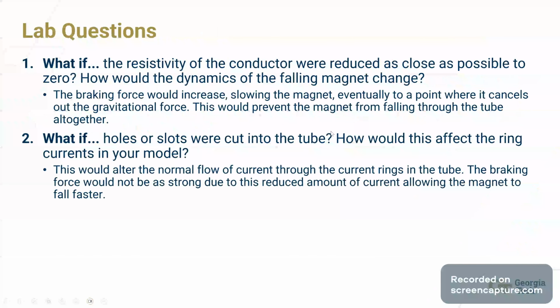What if the resistivity of the conductor were reduced as close as possible to 0? The braking force is going to increase, which is going to slow the magnet. And if it's fully 0, it's going to prevent the magnet from falling through the tube altogether.